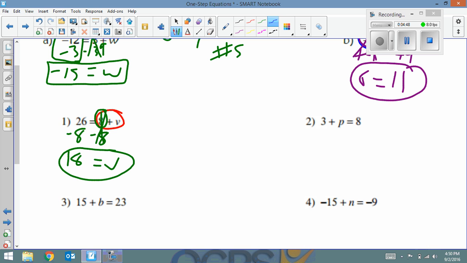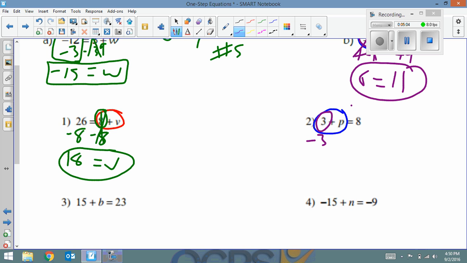Okay. So again, we're going to find our letter. Our letter's there. Okay. Then we got to look for the number next to the letter. It's there. It's positive 3. So the opposite of being positive 3 is negative 3. So we're going to subtract 3.